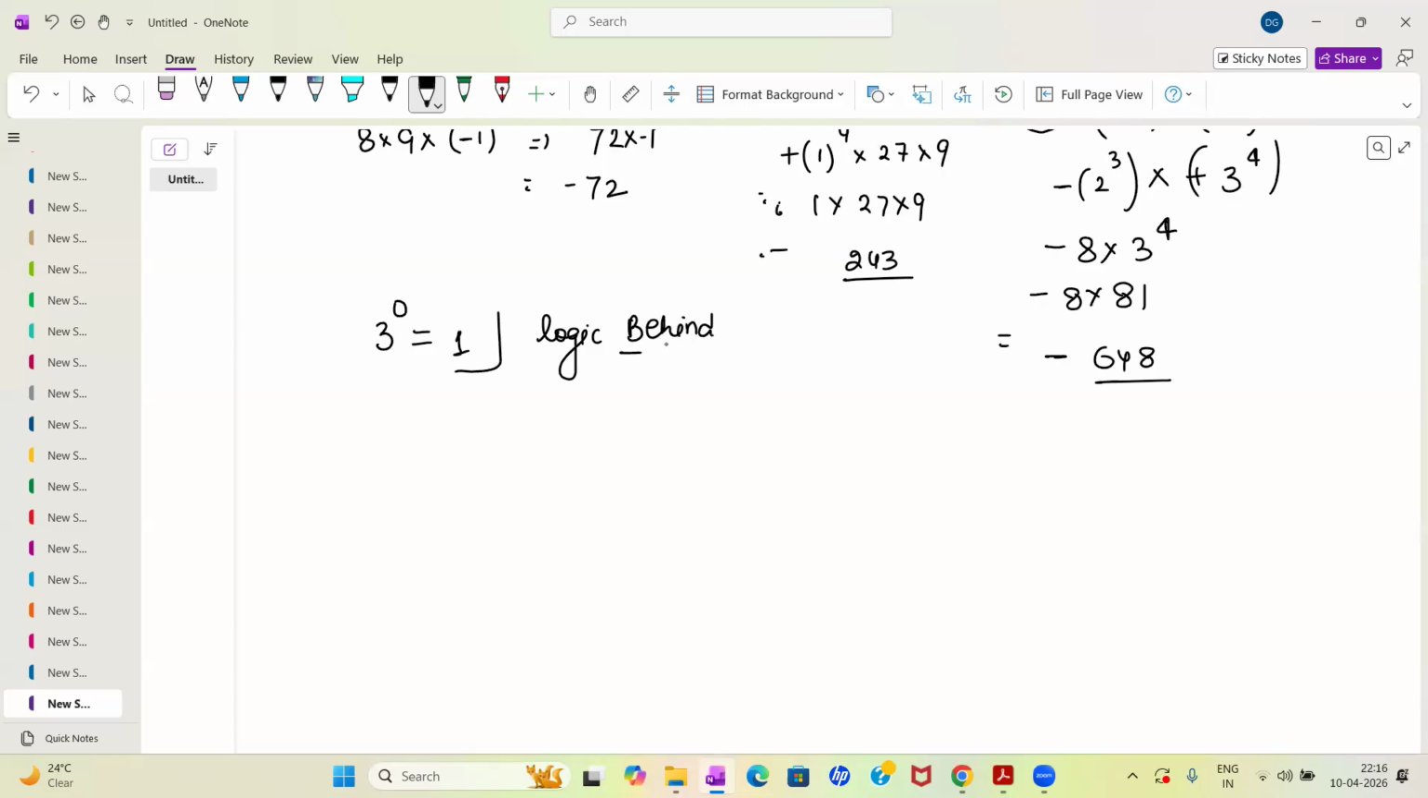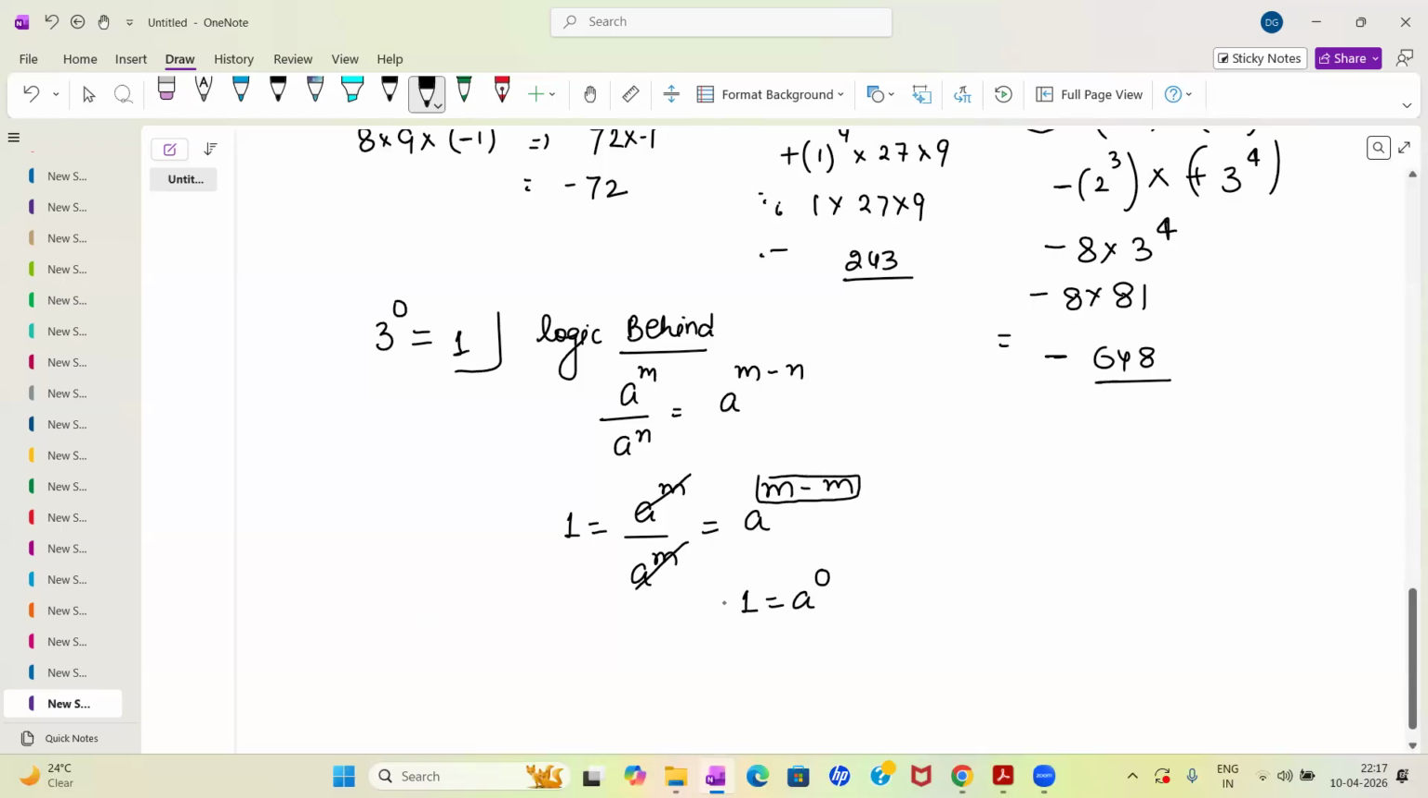Sometimes we should know that whatever we are doing, why we are doing it, and how it came. You know that a to the power m upon a to the power n, by the law of exponents, will be a to the power m minus n. But if it is a to the power m and a to the power m, then by applying the law, it will be a to the power m minus m. We know that both numbers are same, so they will cancel and it will be written like 1. And what is m minus m? It is 0. So 1 is equal to a to the power 0. So the power 0 of any number is always 1.